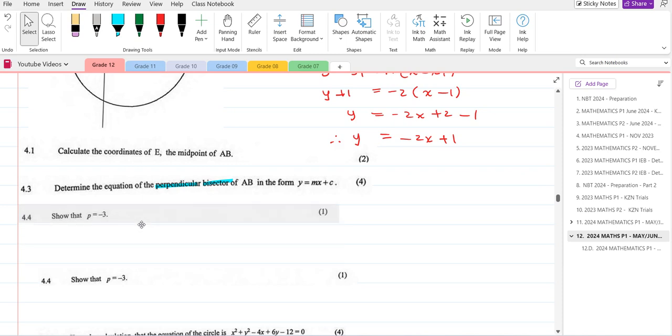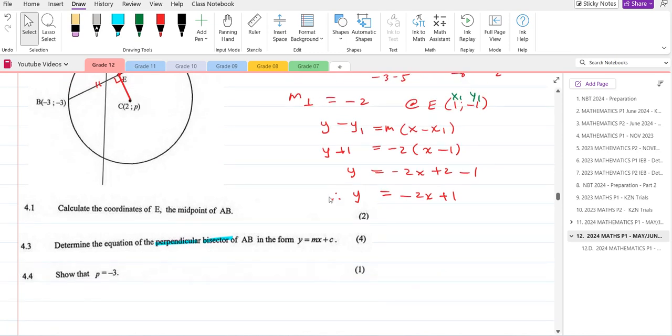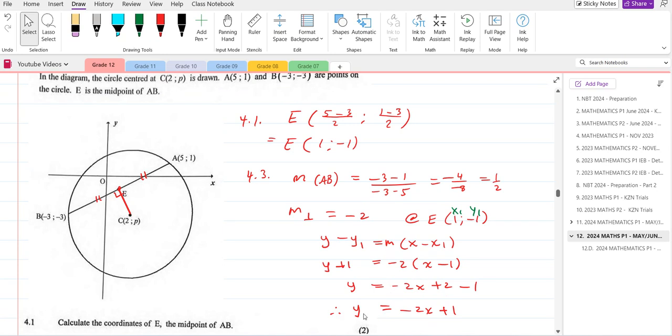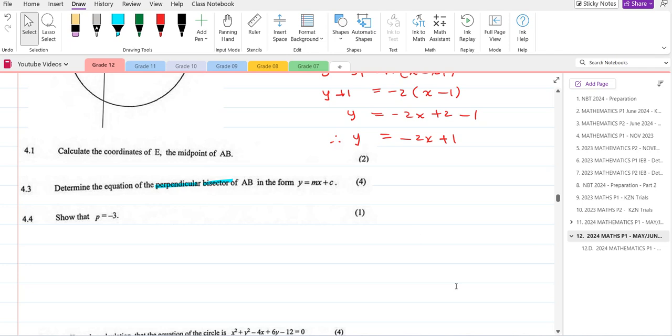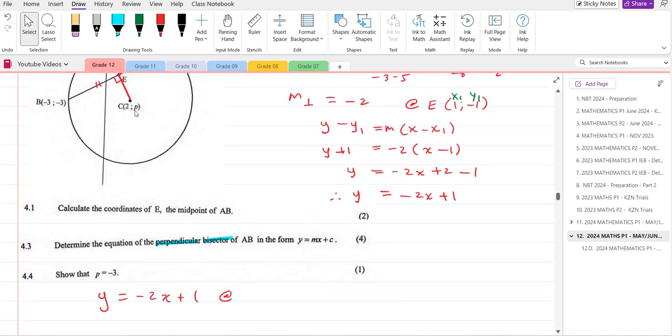Show that P is equal to 3. Very easy to show that P is equal to 3. We got the equation of line EP, y equals minus 2x plus 1, right, at C, which is 2 and P.